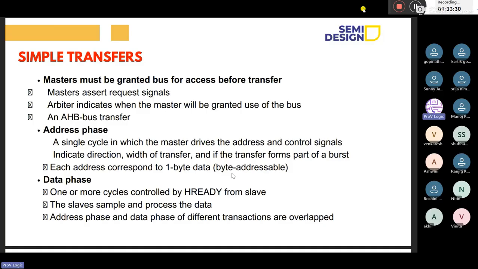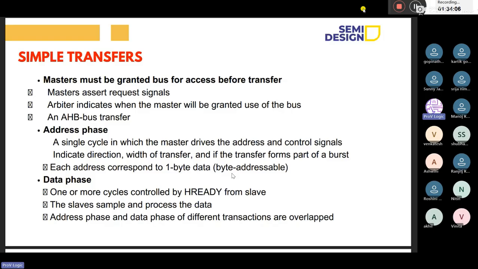In the APB protocol, we have 3 states: idle, setup, and access. To transfer any data, at least 2 clock cycles are required. Within 2 clock cycles, we can transfer the data. If ready is low, we need to wait. It may take 3 clock cycles, or if ready is still low, 4 clock cycles. But at least 2 clock cycles are required, that is the setup phase and the access phase.